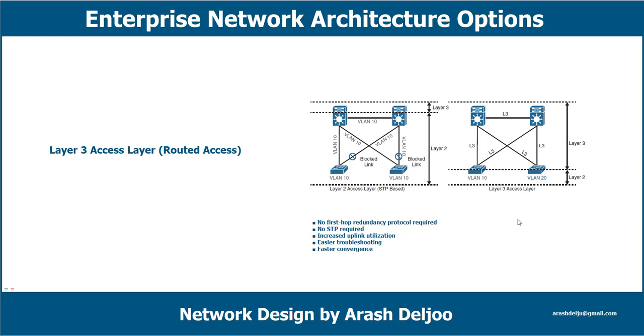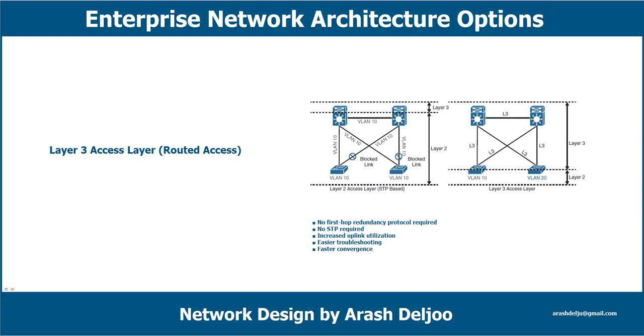But here we also have some disadvantages. For example, now VLAN 10 should be located only in one switch. Actually, you cannot use VLAN 10 in this switch and also in another switch. In your network, if you want to spread VLAN 10 between different switches, you cannot use the option of layer 3 access layer. Also, the implementation of this method has, for example, a higher cost. You know that here we need to use an MLS switch in the access layer. Because of that, we need to pay more. This is another disadvantage of the layer 3 access layer.